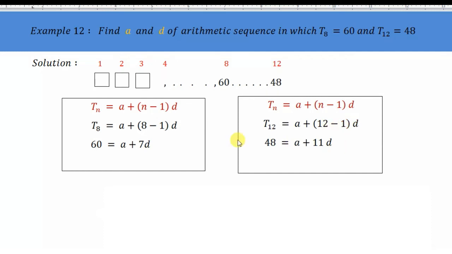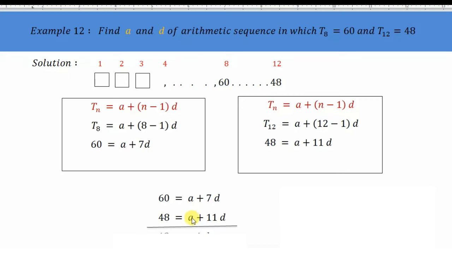So now what we do, we pick both the equations. So we'll take it here, that is 60 is equal to a plus 7d and 48 is equal to a plus 11d. As I told you, you can put any equation on top of the other. Okay, I take it like that. If you want, you can try the other way around also. You can put this equation on top of this equation. So we have a similar term, that is a.